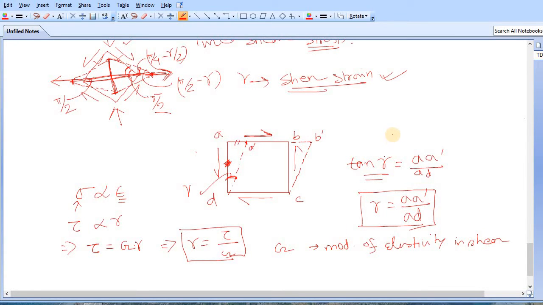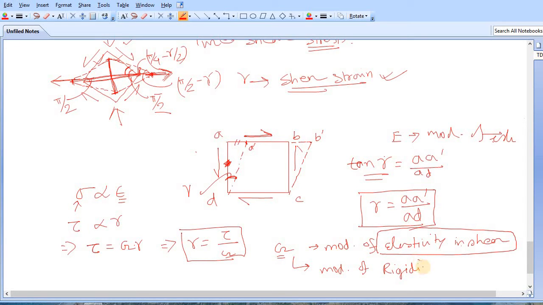Previously for E we called it modulus of elasticity, but here G is modulus of elasticity in shear, and this elasticity in shear is known as your rigidity. So you can say G is the modulus of rigidity, okay.